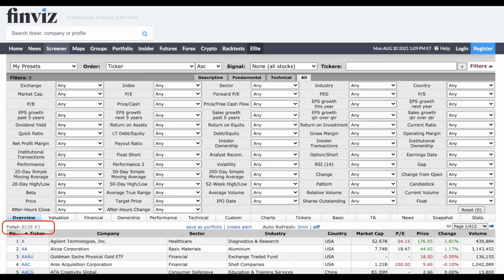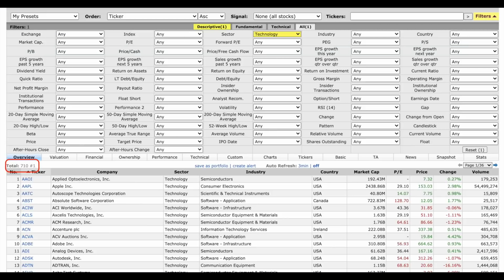As we input requirements onto the screener, we'll whittle down this list. As an example, let's say we were looking for high-growth technology stocks listed in the US. On the sector filter, we choose technology from the drop-down menu. This reduces the size of the list by more than 90% to 710. But we can do much more.